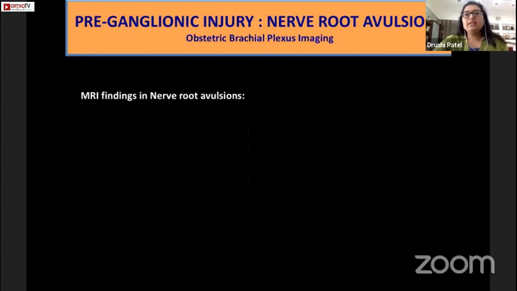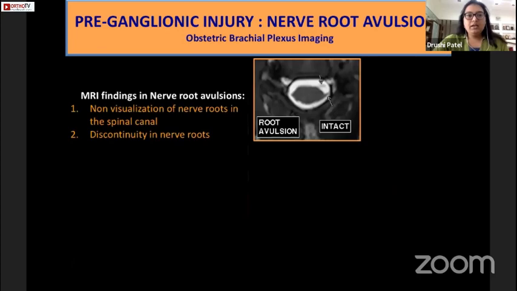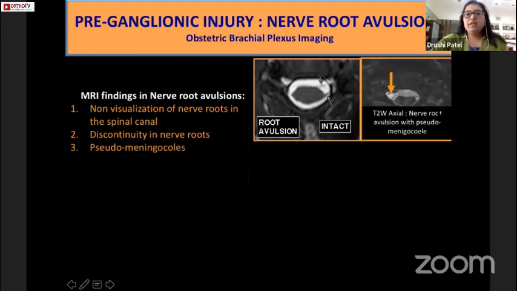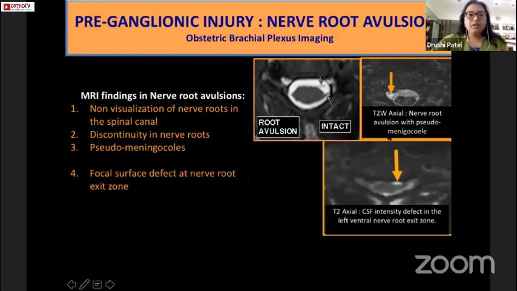Let's have a look at the spectrum of findings in preganglionic injuries. In nerve root avulsions, there can be non-visualization of the nerve root in the spinal canal on the affected side. The contralateral normal side is a reference mark. There can be discontinuity of the nerve roots. There can be a CSF outpouching, that is pseudomeningocele formation. There can be a focal surface defect or a dent in the spinal cord from where it has avulsed, at the level of the cord.